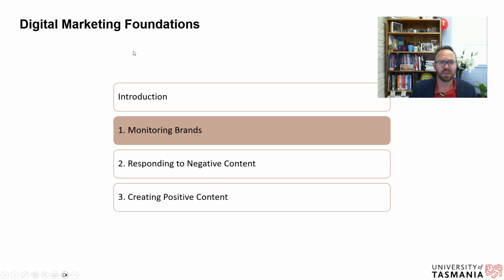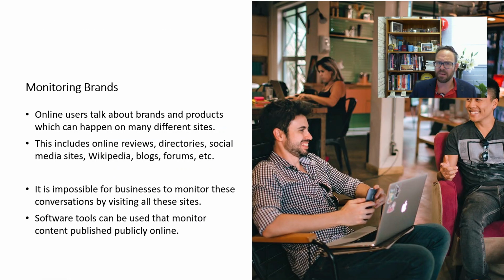So then the first thing is about monitoring brands online. When we have a business online, have an online presence, people are going to talk about our brand, our products, our service, our people, all that sort of stuff. And that can happen on many different sites, websites and blogs and so on. This includes online reviews, and directories where you can search, if you go, I want blinds or curtains in my house, I'm going to look for all the businesses that provide that within my area.